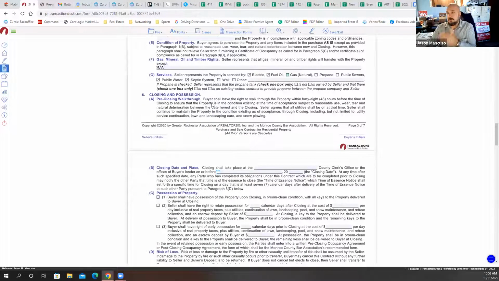Final walkthrough. The buyer is going to do a final walkthrough, no more than 48 hours before closing, to make sure that the condition is the same as what it was when they bought it.